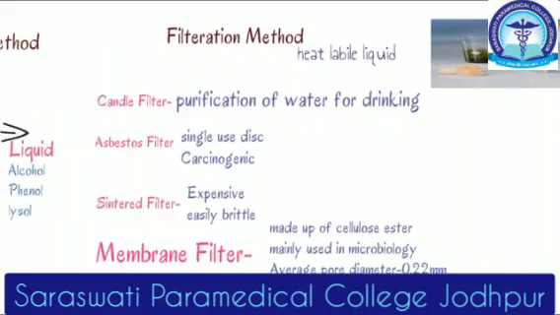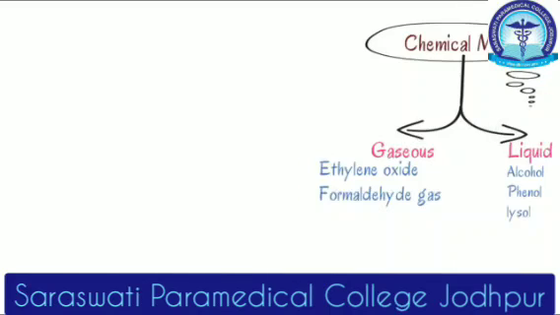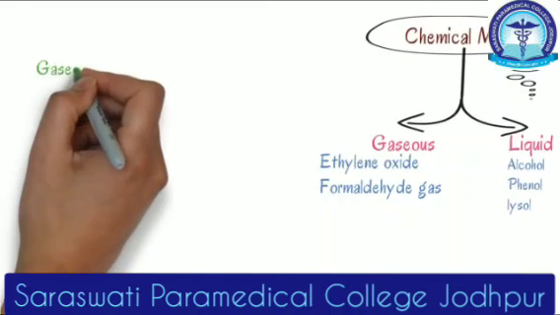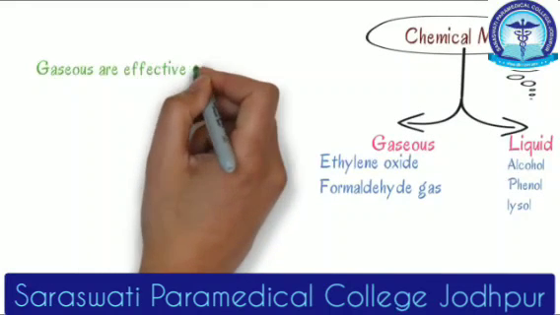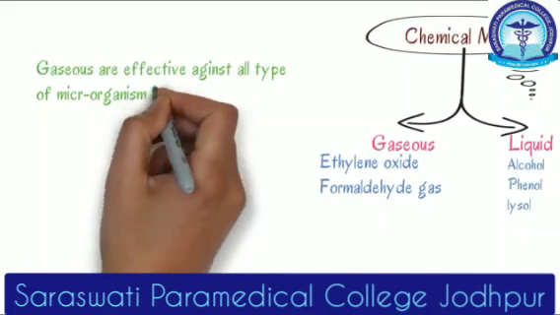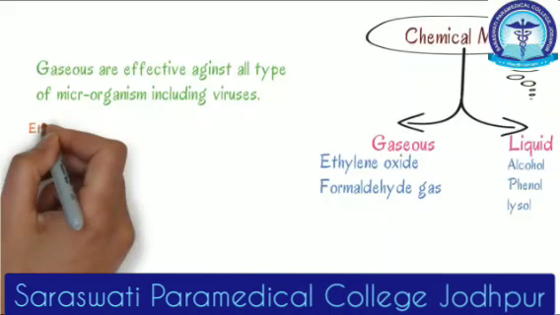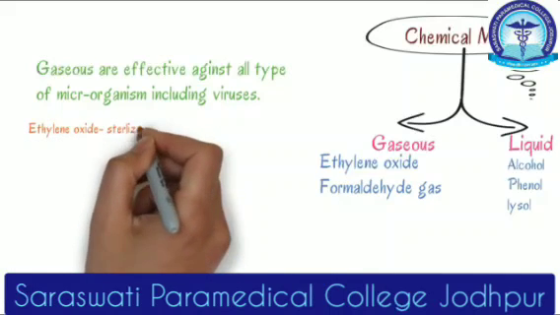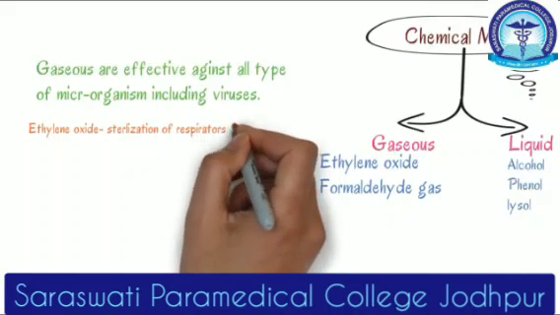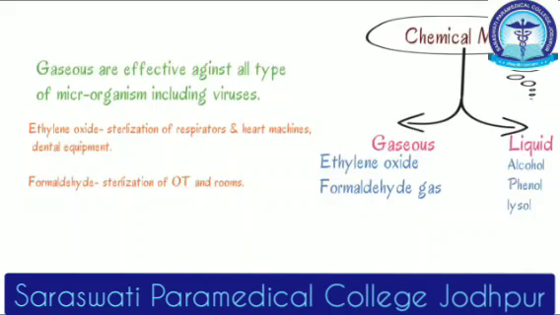Now we talk about the chemical method. In the chemical method, gases are effective against almost all organisms, including viruses and some spores also. Ethylene oxide is mainly used for sterilization of respiratory equipment, heart-lung machines and dental equipment, and formaldehyde is mainly used for sterilization of the OT, operation theatre, and some other rooms.